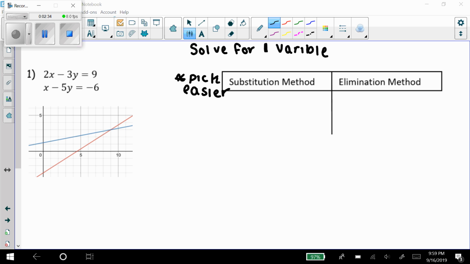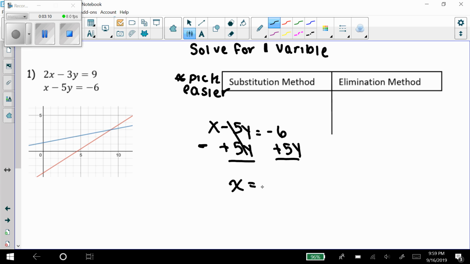A tip for using the substitution method is to pick the easier function to work with. So if I was going to start off solving this system of linear equations using the substitution method, I would pick to work with the x minus 5y equals negative 6 function. My end goal here is to get this function in terms of one variable, and I can do that very easily. All I have to do is add 5y to both sides, and I got x equals 5y minus 6.